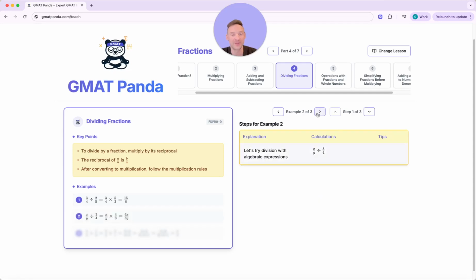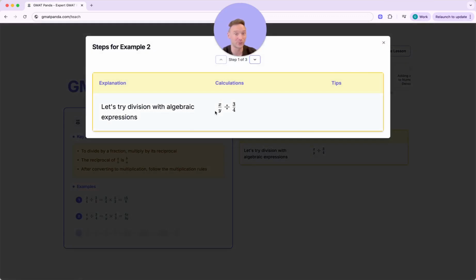Let's see another example. In this case, let's do this one. We can also have the same situation as for multiplication. Sometimes we get unknowns in the numbers. So in this case, we have an x and a y. We don't know what they are, but we can still manipulate them just like they were numbers.